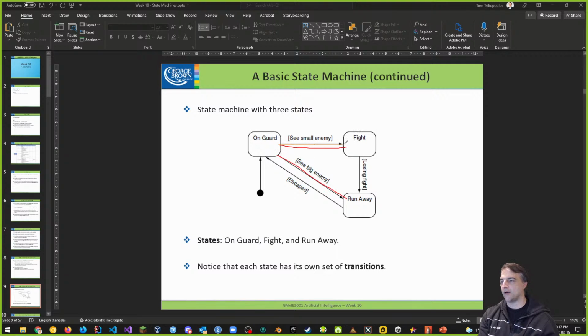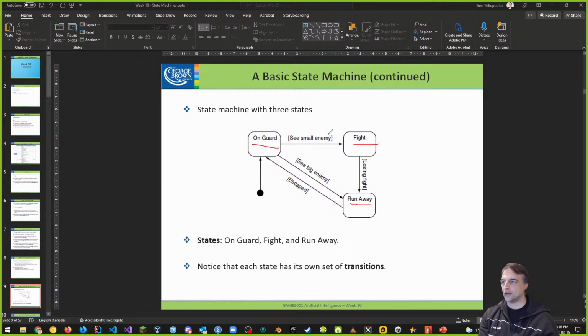And notice that they are directed arrows, which means just like before, with these nodes, there's only two ways of getting out of this position, similar to what we did with decision trees. So you can only go to fight or to run away. When we think about that, those are the transitions that we have. Those are the connected lines between this current state, which is on guard, to one of the other states, which is fight or run away. So those are the three different states here.